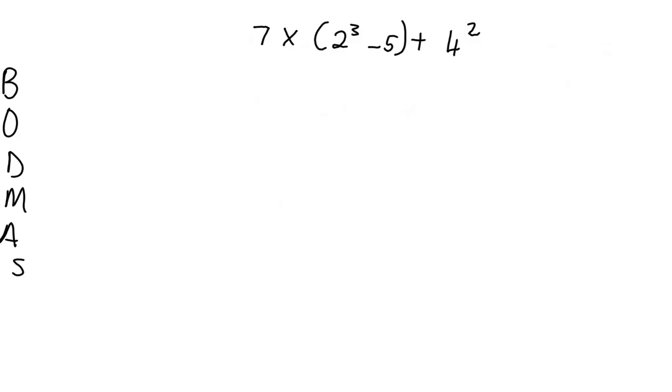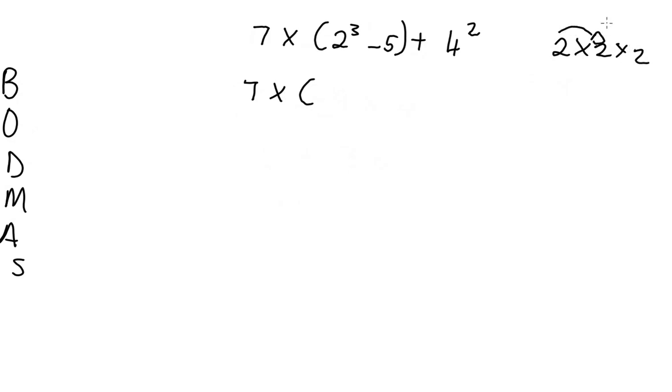Now, our last problem is a bit of a tricky one, but it's nothing we can't handle. So we have a set of brackets, and in the set of brackets, we also have a power. So 2 to the power of 3, right? So in order to solve the power, obviously we need to simplify. In order to solve the brackets, we have to simplify the power, right? So write everything around it. So 7 multiplied by 2 to the power of 3. Once again, that's 2 times 2 times 2.